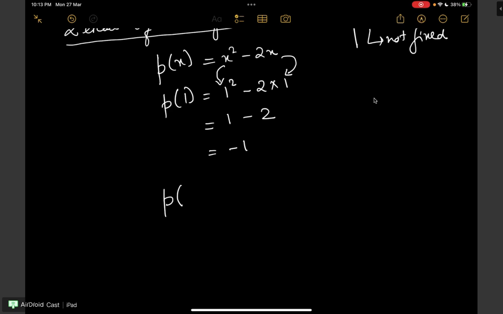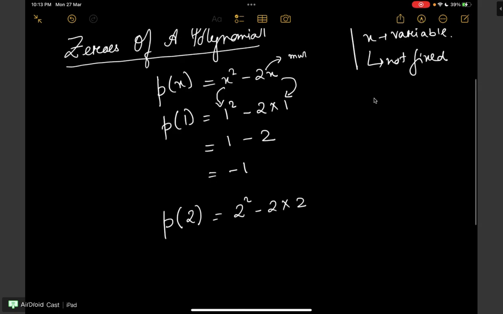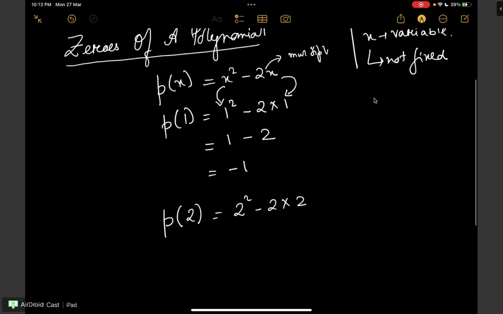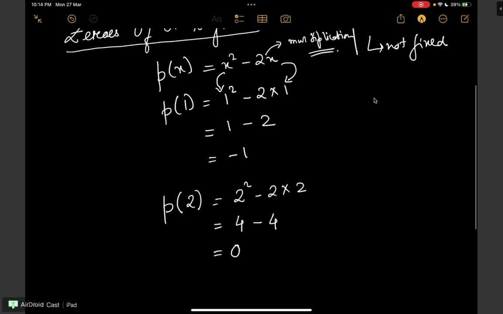Now let us put x equals 2. Now if I put x equals 2, what will I get here? I'll get 2 square minus 2 into 2. In between, if no symbol is there, we assume that it is a multiplication symbol. These are very basic concepts which we all should know. Here 2 square is how much? 2 square is 4. 4 minus 2 into 2 is how much? It is 4. So we are getting 0 here.